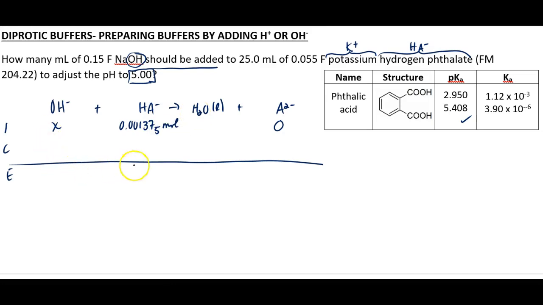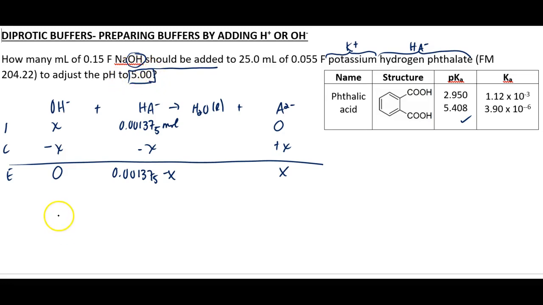So now reactants go down, products go up. But what do we subtract? The X or the moles of HA-? Well, if you subtract the moles of HA-, you're not going to have a buffer. HA- will go to 0 and you won't have a buffer anymore. So subtract the moles of OH from the reactants, add it to the products, so that at equilibrium you don't have any more OH. You have 0.001375 minus X for HA-, X for A-2, and now we're all set to use the Henderson-Hasselbalch equation.